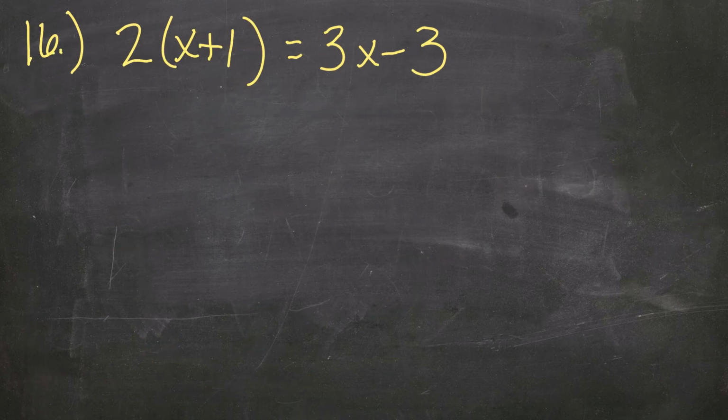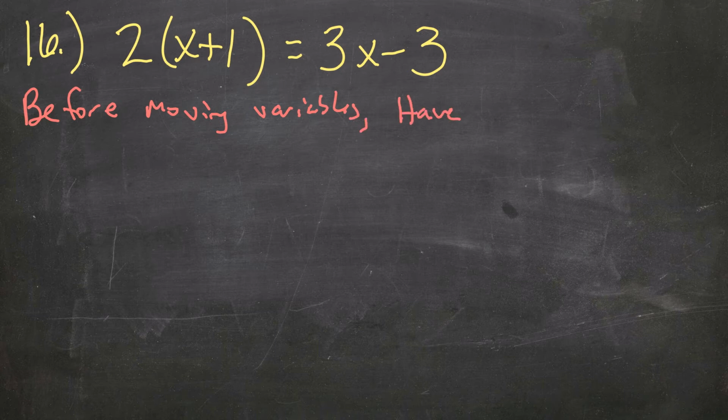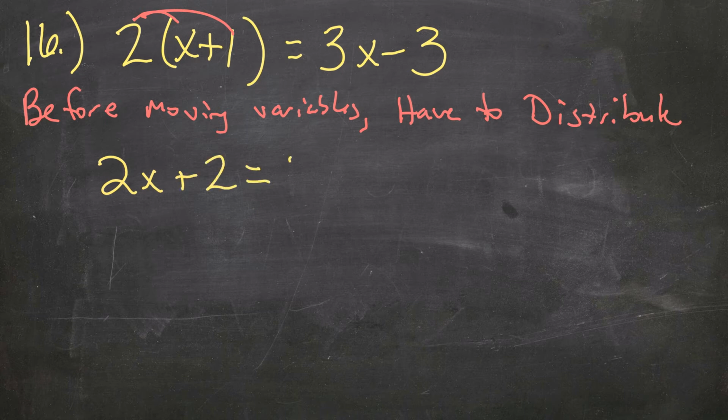Alright, 16. 16 is different because although you have multiple variables, before moving variables, you have to distribute. So as soon as you see those parentheses, you have to think distributive property, or I always talk about the pizza delivery guy. Alright? So 2 times x is 2x, 2 times 1 is 2, so this turns into 2x plus 2 equals 3x minus 3. Now I'm allowed to move my variables.